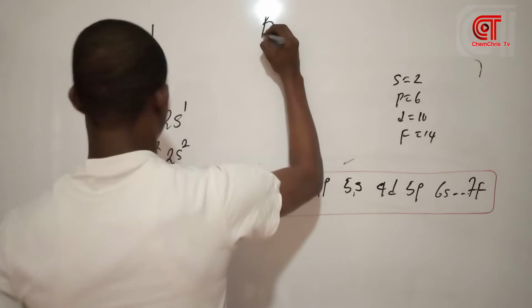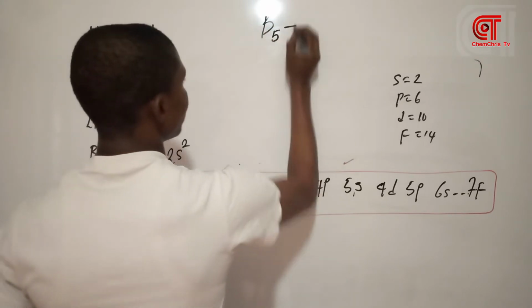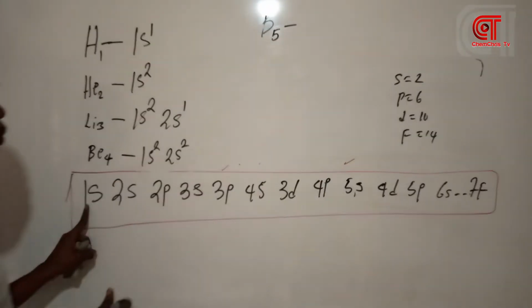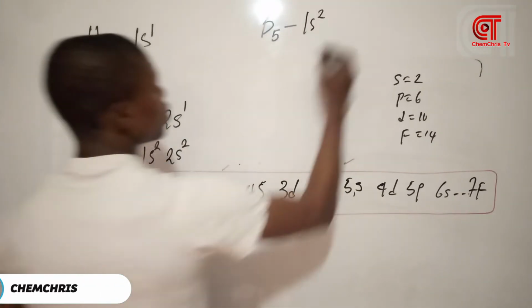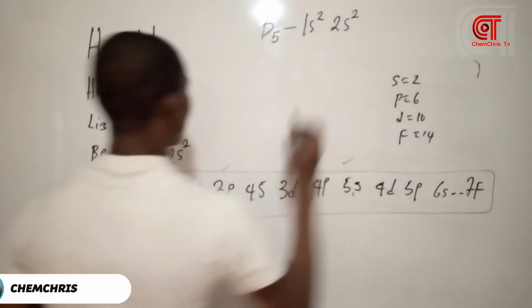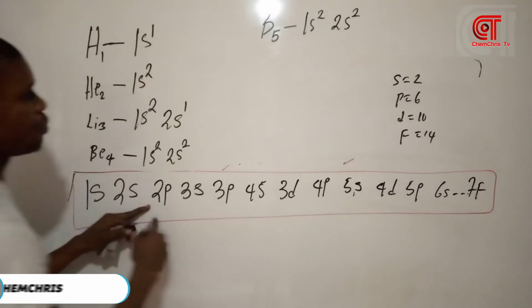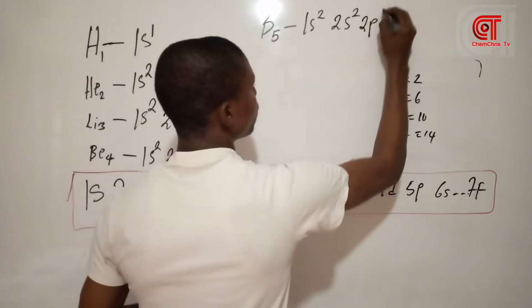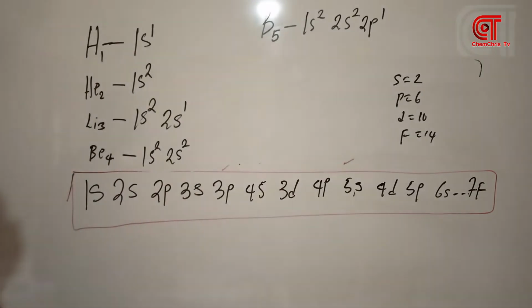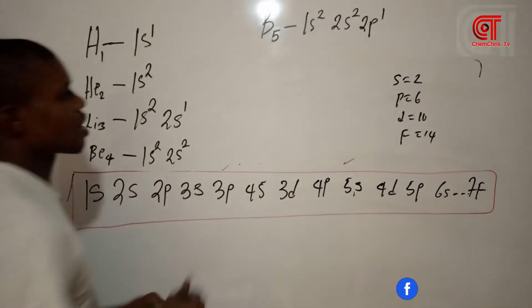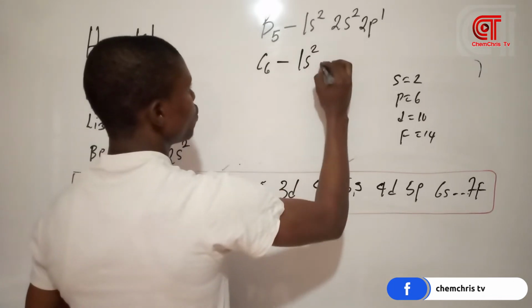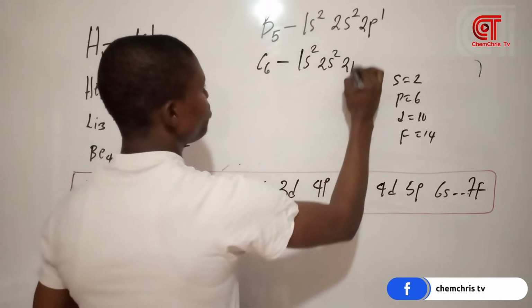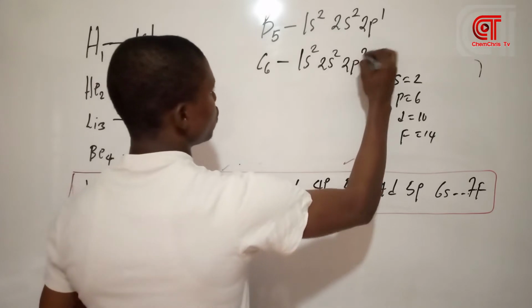Now, let's do boron. Boron is 5. So here we are going to have 1s2, here we have 2s2. How many electrons are left? 1. So now move to 2p, 2p1. So after boron, here we have carbon. Carbon is 6. So here we have 1s2, 2s2, 2p2.